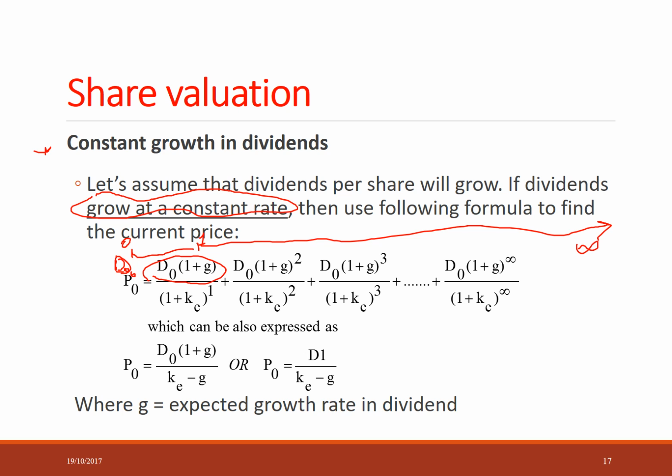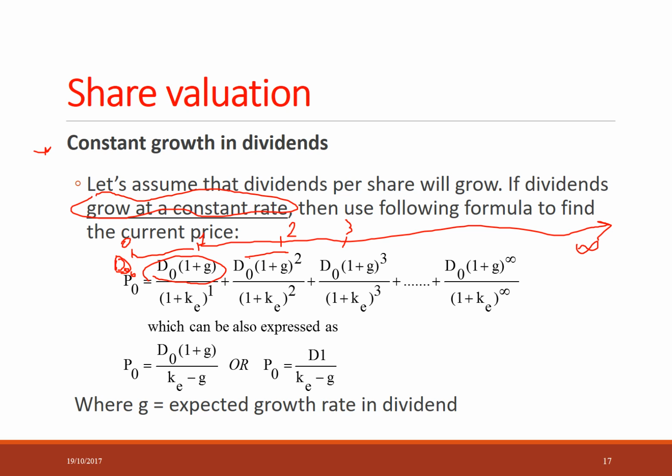In year 1, the dividend grows at g%, and therefore the dividend in year 1 becomes D0 times (1 + g), right? Similarly, from year 1 to year 2, the dividend grows again at g%. So in year 1, our dividend is D0 times (1 + g). Therefore, in year 2, the dividend is the dividend in year 1, D0 times (1 + g), times (1 + g) again. Right, so we have D0 times (1 + g) squared, and so on and so forth.